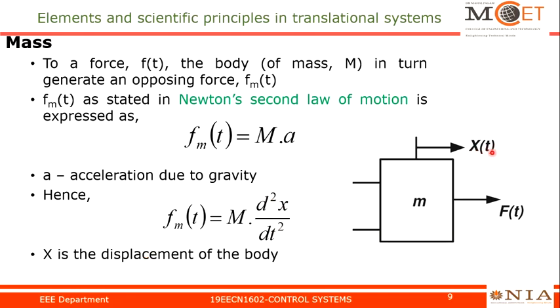Here x of t is the displacement, f of t is the applied force, Fm of t is the opposing force due to the mass. So the opposing force due to the mass, Fm of t, will be equal to m into acceleration, which is d square x by dt square.